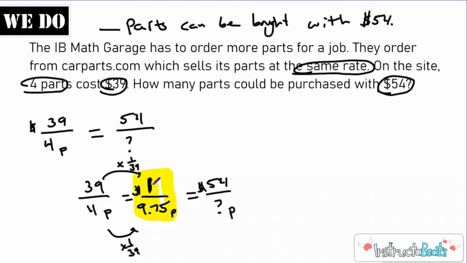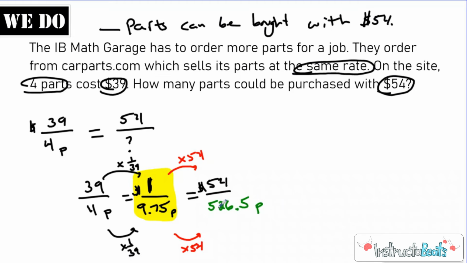Now that I figured this out, I could figure out how many parts I could buy for $54, or for $1,000, or for $98. Doesn't matter. Now that I know my unit rate, I can solve any type of question. Because obviously to turn 1 into 54, I multiplied by 54, which means I need to do the same thing down here to keep my equivalent ratio. So 9.75 times 54 means that I could buy 526 whole parts and half of another part, okay?